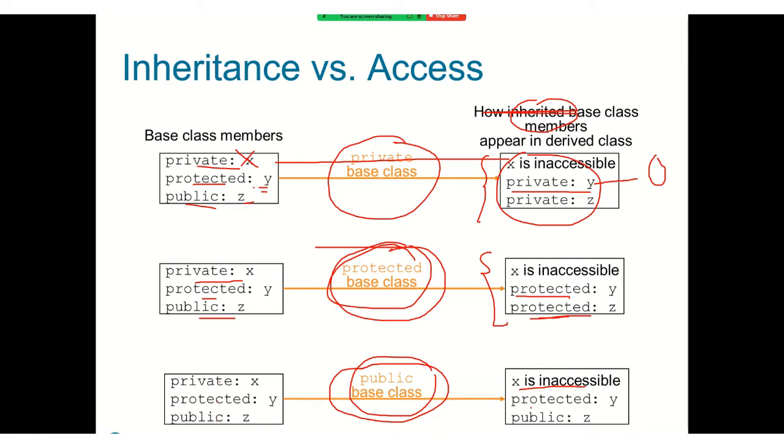Now, if the base class is public when you inherit, then X is inaccessible in any case, Y is protected, and Z is public. So it reflects the exact situation as in the base class. So these are the access modifiers flowing through the inheritance. Revise this table very carefully, because it has all the critical information about access specification within the base class and the inherited class.